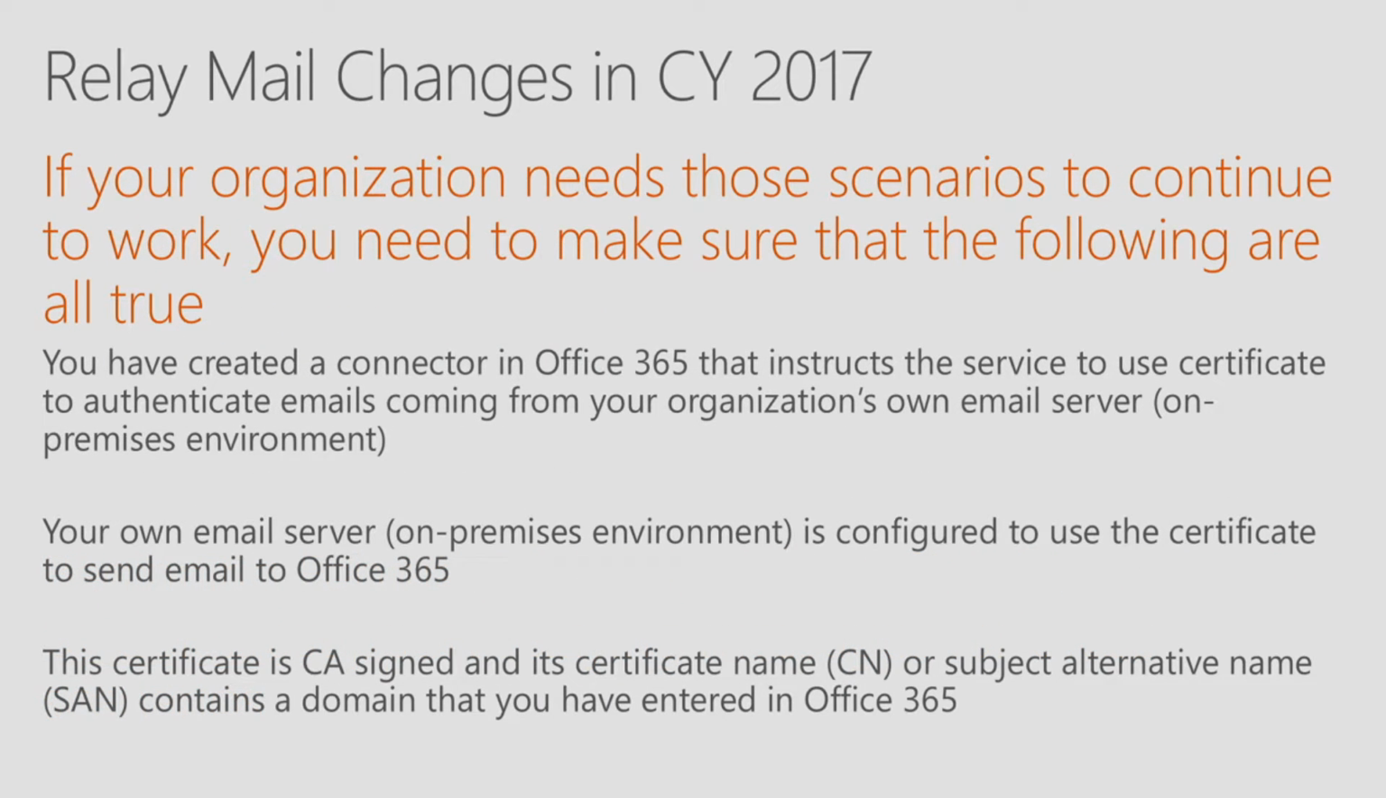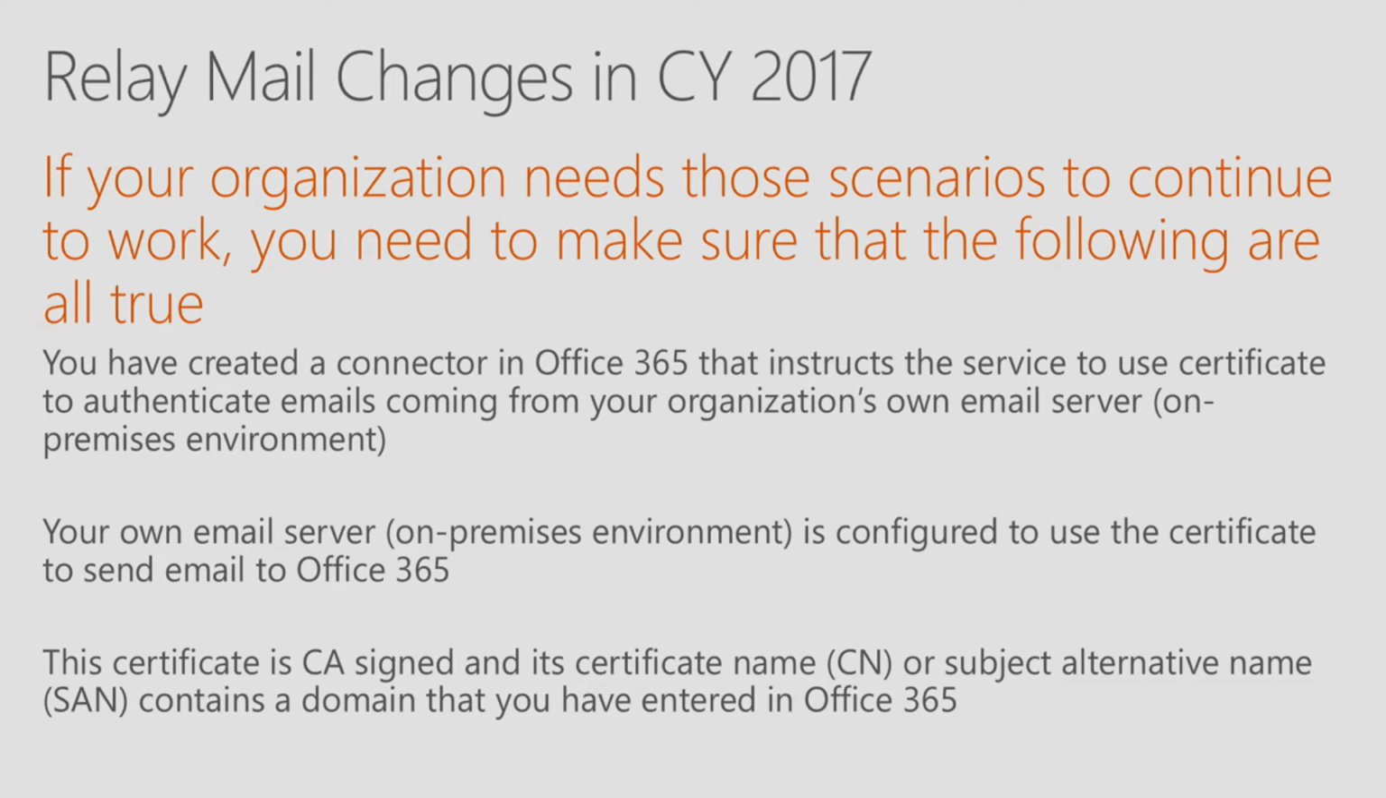And that action is you've got to create a connector, and that connector has to be in Office 365 that tells the service to use a certificate to authenticate email. Your own email server also has to be configured to use that same certificate when sending mail to Office 365, and it has to be a domain that is one of yours in Office 365, so a domain that you've entered as authoritative in Exchange Online in this case. If you don't make any of those changes, all three of those scenarios will break on February 1st.